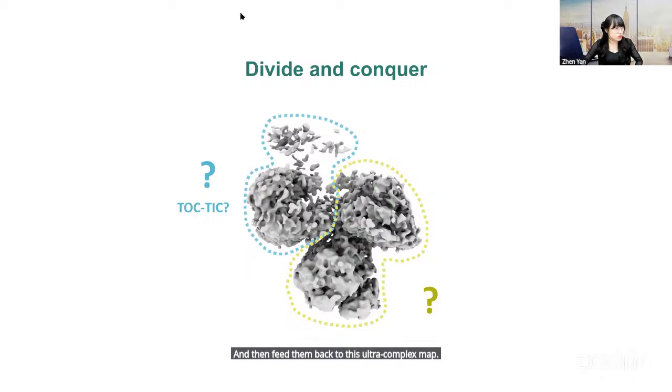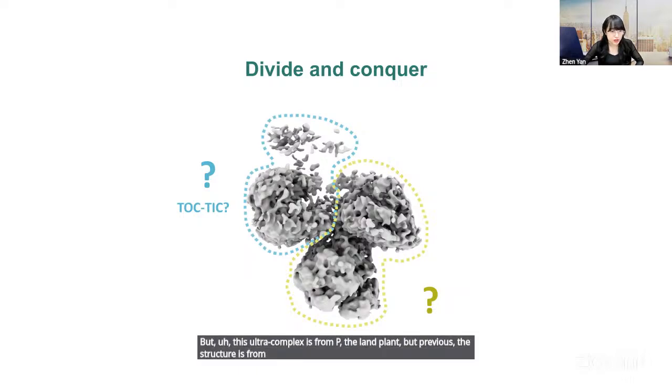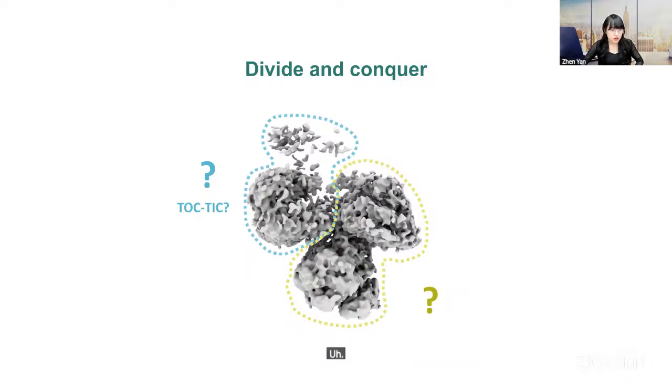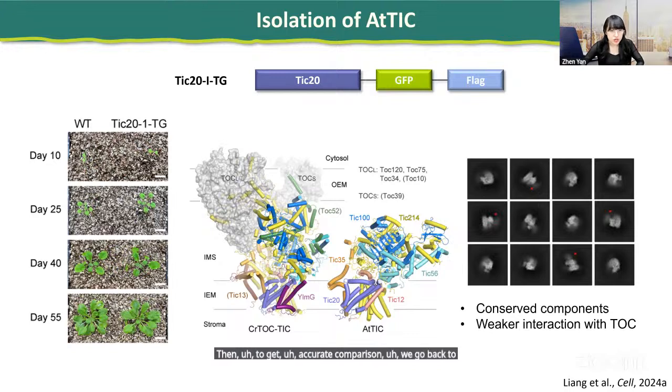Then we start with a relatively easier part. This part looks like the TOC structure we previously solved, but this ultra complex is from pea, a land plant, but the structure is from Chlamydomonas, a green algae. So direct structural alignment will show less accuracy. Then to get an accurate comparison, we go back to land plant to solve the structure of the translocon.